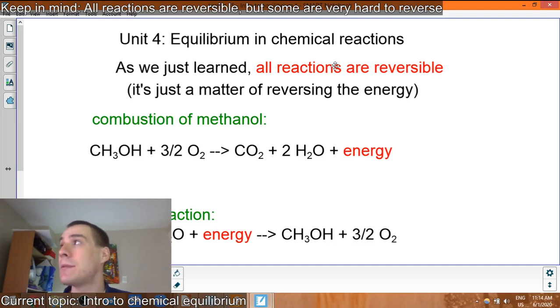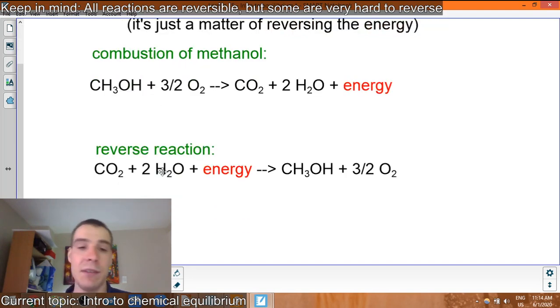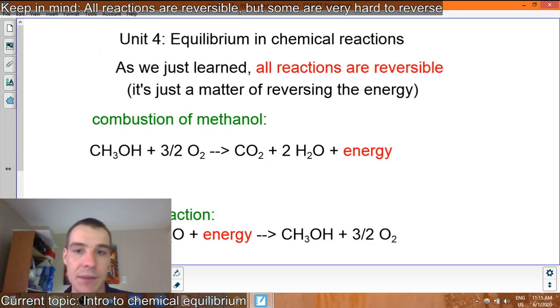All reactions are reversible. We've just learned that. Right? You can reverse any reaction as long as you put in energy instead of taking it out. You have to reverse the energy. So for example, if you're combusting methanol, you release energy. You could theoretically take CO2 and H2O and add in energy and make methanol. And people have done this. They've made reactors that will make methanol using solar power or something like that. And then you can burn the same methanol. It's kind of like closing the loop on CO2. It's kind of cool.